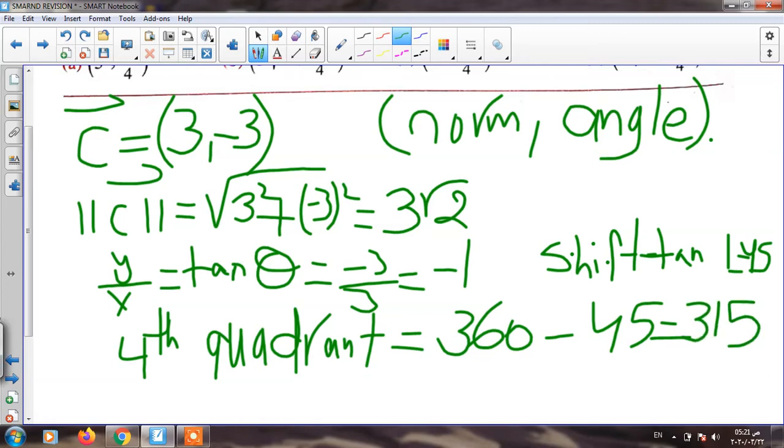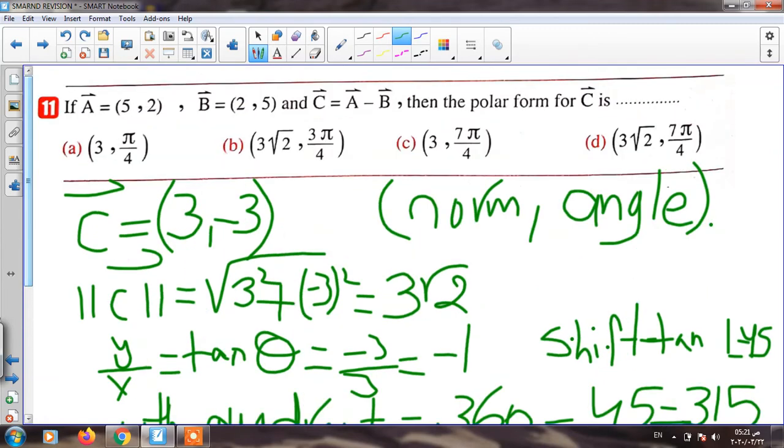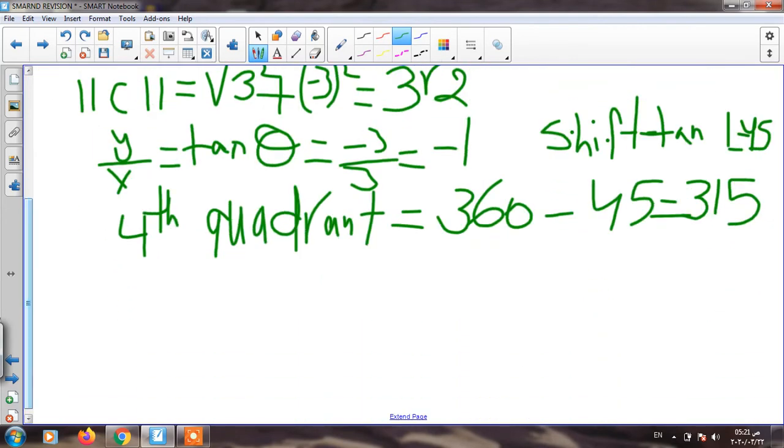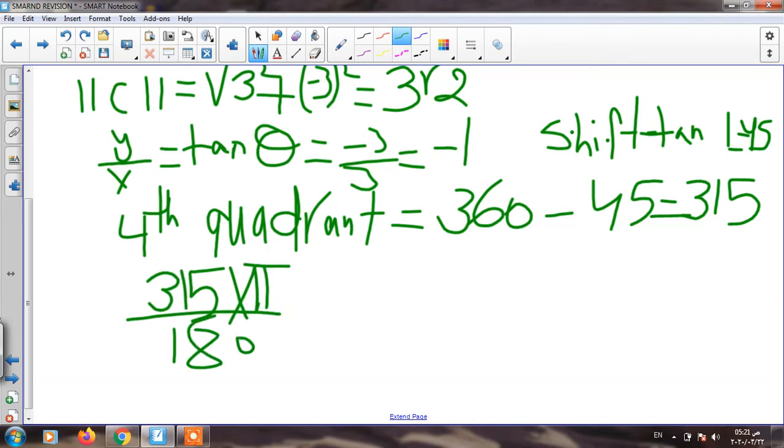But here the choices with the angle are going to be in radians. So we must change the 315 into radians. So it's 315 as a degree measure, so we multiply it by pi and divide it by 180 to change it into radians. It's going to be 7/4 pi.